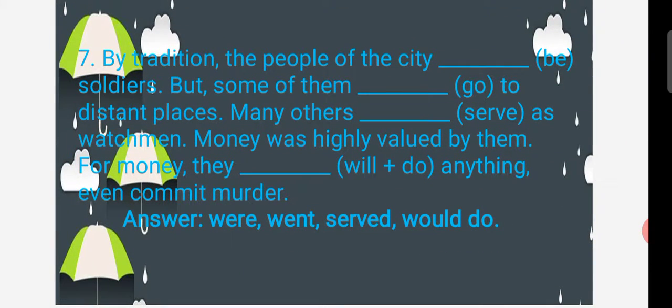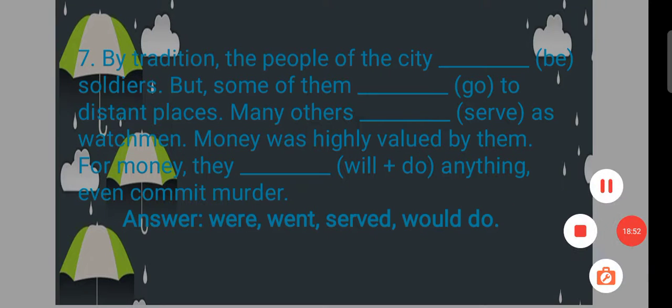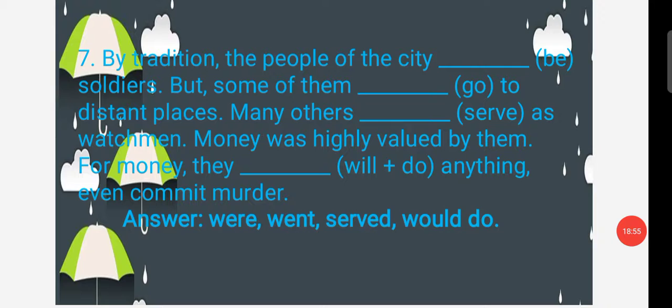Next question. By tradition, the people of the city dash soldiers. So again, past tense of be. Be form is was. So was soldiers. Now was I cannot use here because, why do you say? Here there are many people. So when we have many people, we have to use were, not was. If there is one person, we could have used was. So the people of the city were soldiers, but some of them go, past tense went, to distant places.